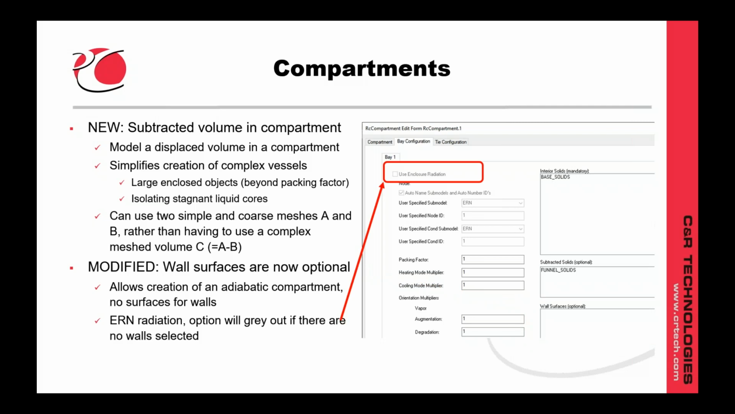If you do not define surfaces for walls, the radiation option isn't applicable for those where you don't have surfaces for walls. So if you've not put any surfaces down here in your walls, this option to use the radiation in the enclosure becomes grayed out.